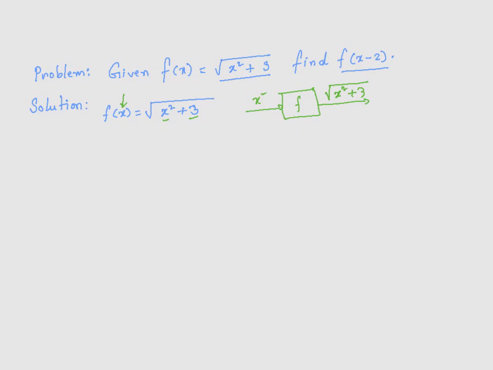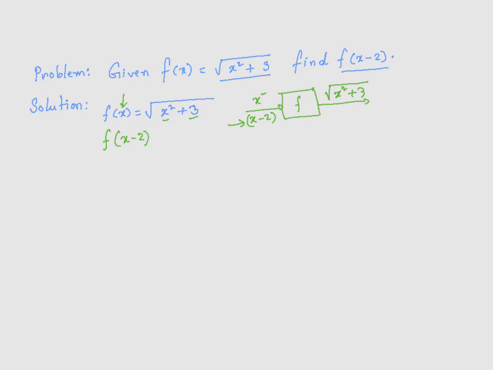Now what if I change this input to, let's say, x minus 2? So now instead of x going in, x minus 2 is going in. You have to think of this whole thing as one unit. Don't think of it as x one thing, negative 2 another thing. Think of it as a single unit, okay? Because x minus 2 is going to evaluate to a number, correct? So it's going to go in as one thing, one number.